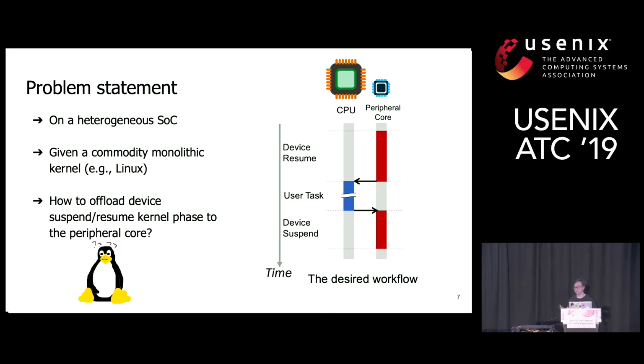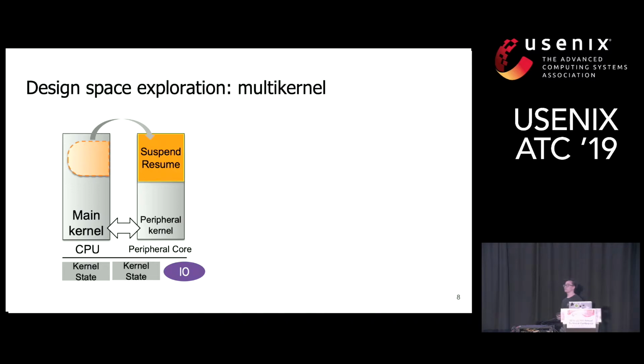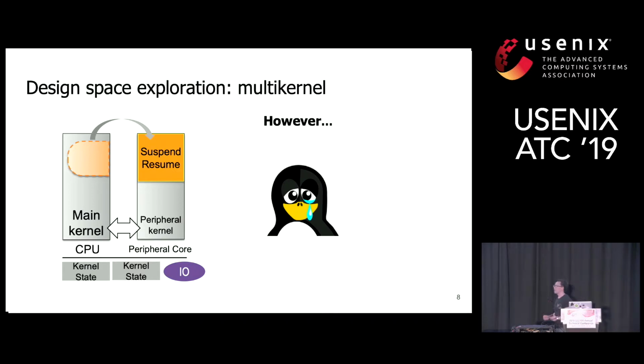So what are the approaches? One may want to use a multi-kernel, right? You can write both kernels from scratch, the main kernel and the peripheral kernel, where the peripheral kernel only runs device suspend resume code. These two kernels communicate through message passing without sharing any state. However, you lose compatibility with Linux. Look how sad the penguin is. And also, it's not easy for you to reuse the Linux kernel drivers, which are diverse and mature.